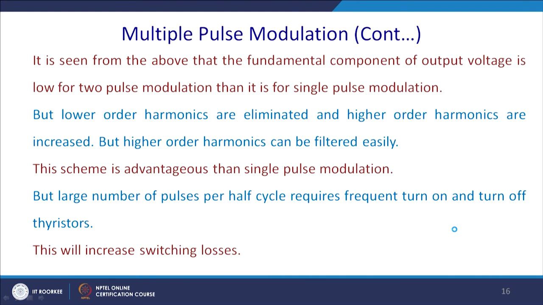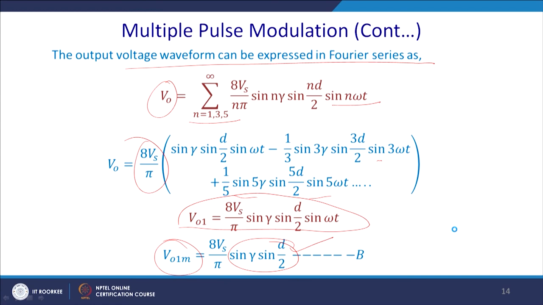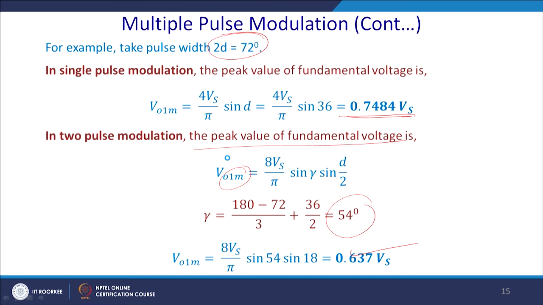So, what we can conclude? There is a way to eliminate multiple harmonics here. You can choose in such a way that the third harmonic will be eliminated. So, 3 lambda can be 180 degrees, and also you can choose 5d by 2 as 180 degrees. So, in that way, or 7d by 2, any two harmonics you can eliminate. So, that is called selective harmonic elimination, that has been discussed in our class in detail.